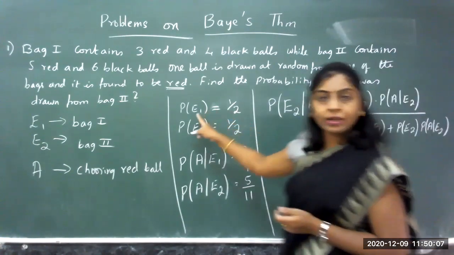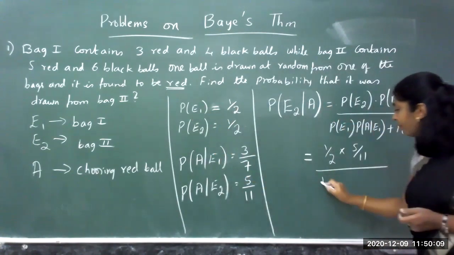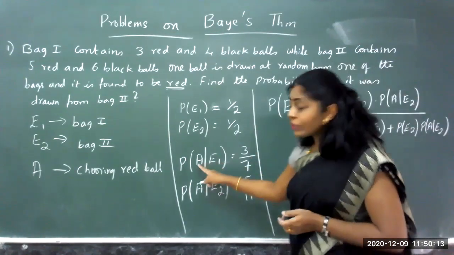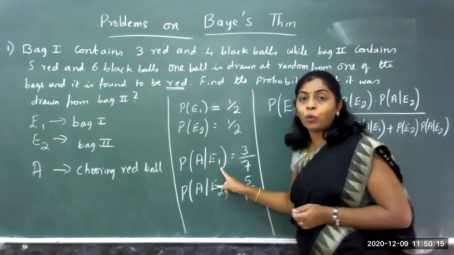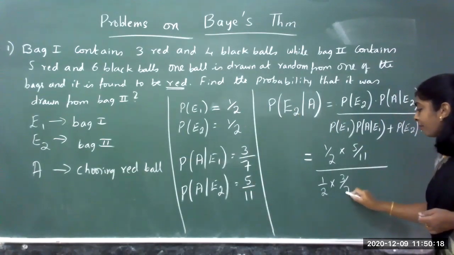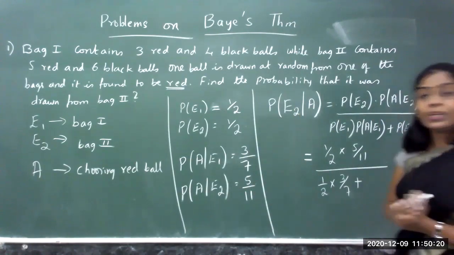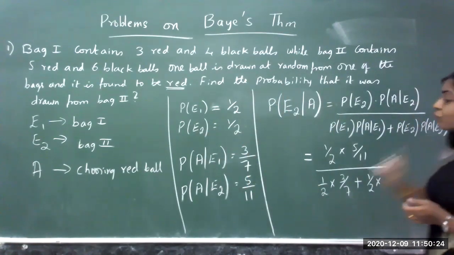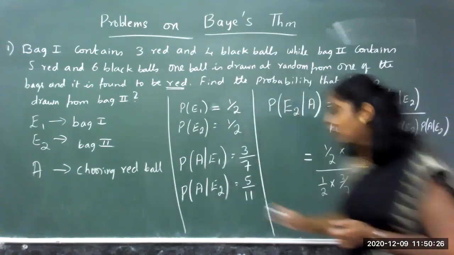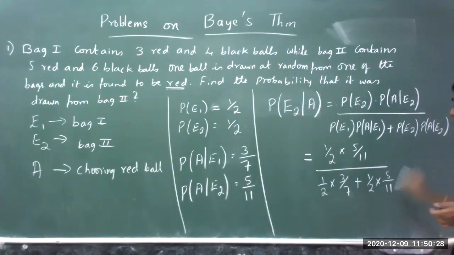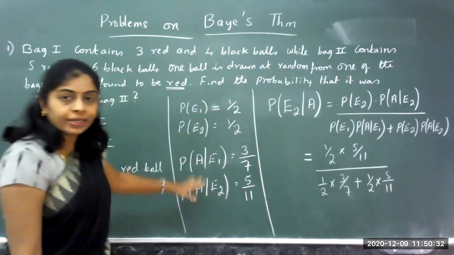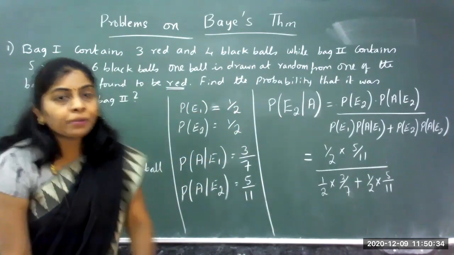Probability of E1, what is probability of E1? Half, into probability of choosing a red ball from bag 1, which is 3 by 7. Plus probability of E2, what is E2? Half. Probability of choosing a red ball from bag 2, 5 by 11. So these are the values we have already written from the data and substituted. Let me simplify this.